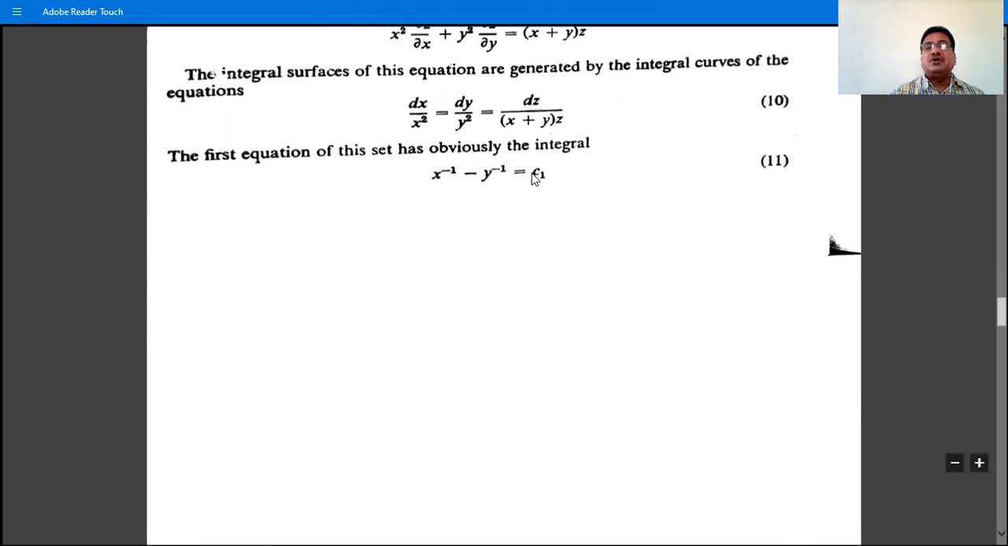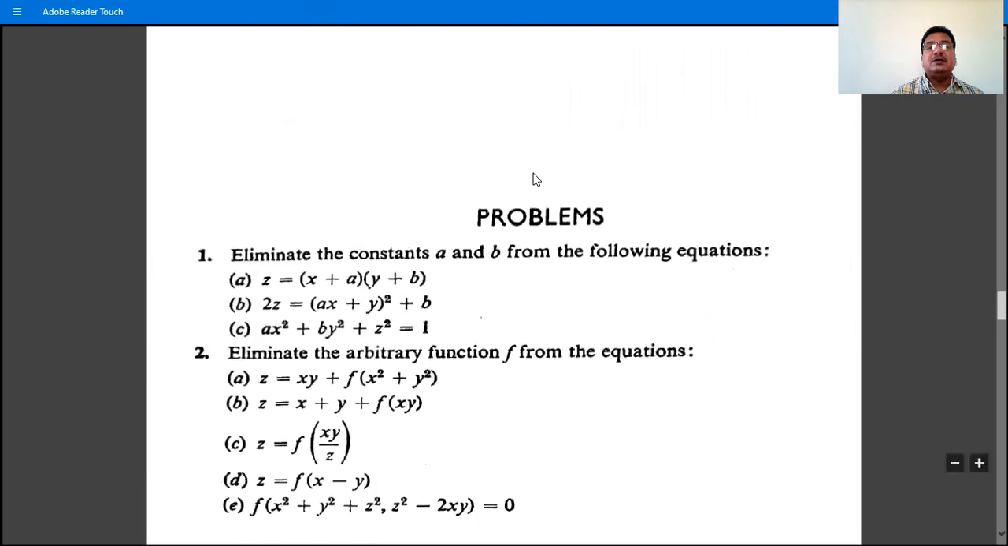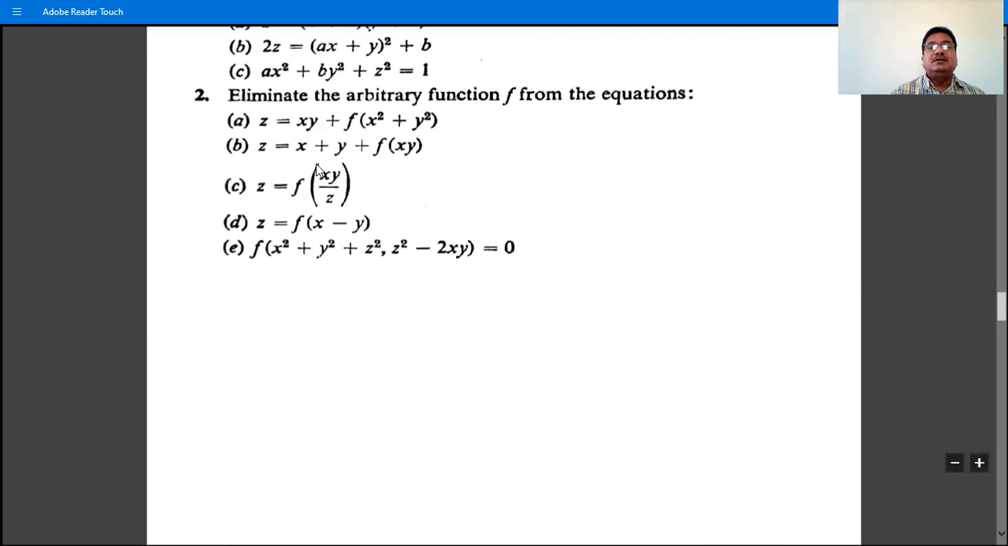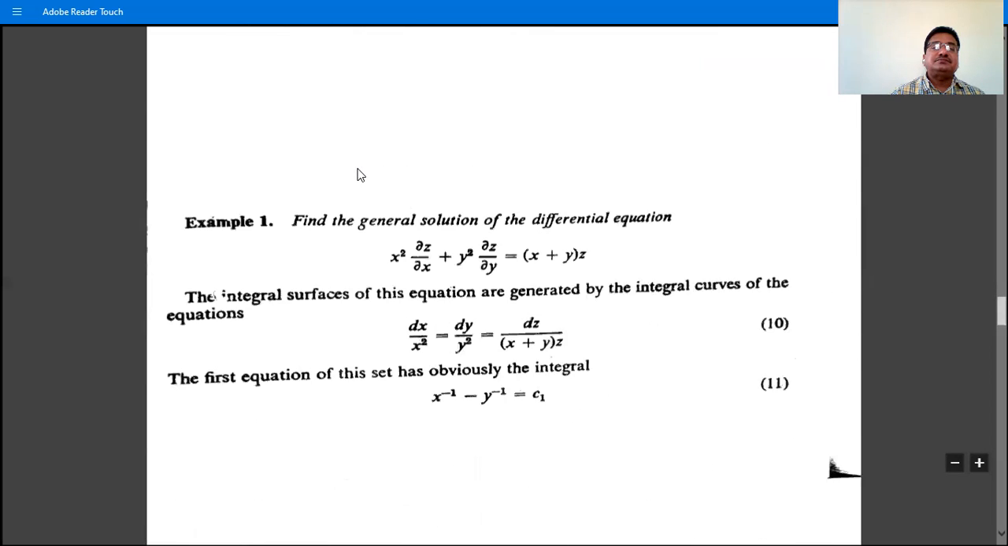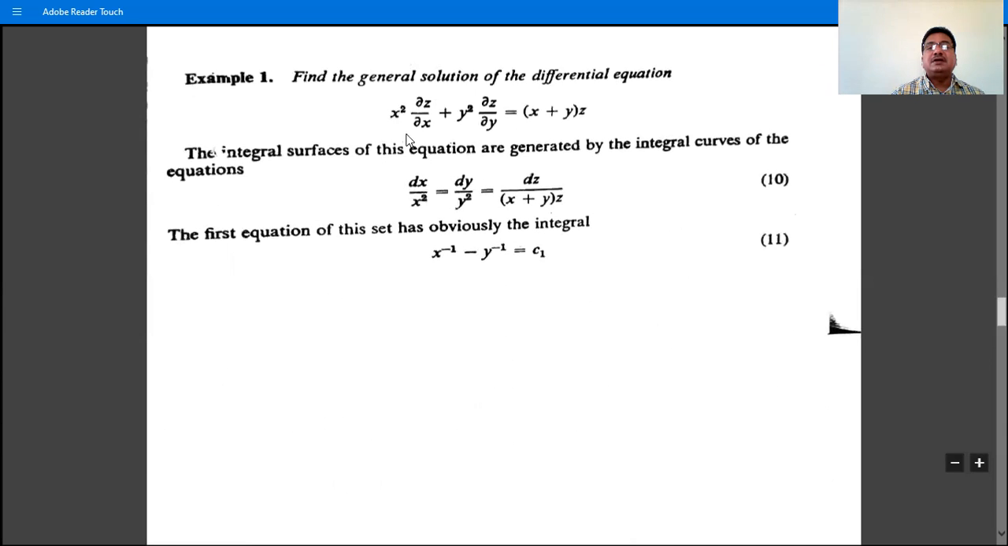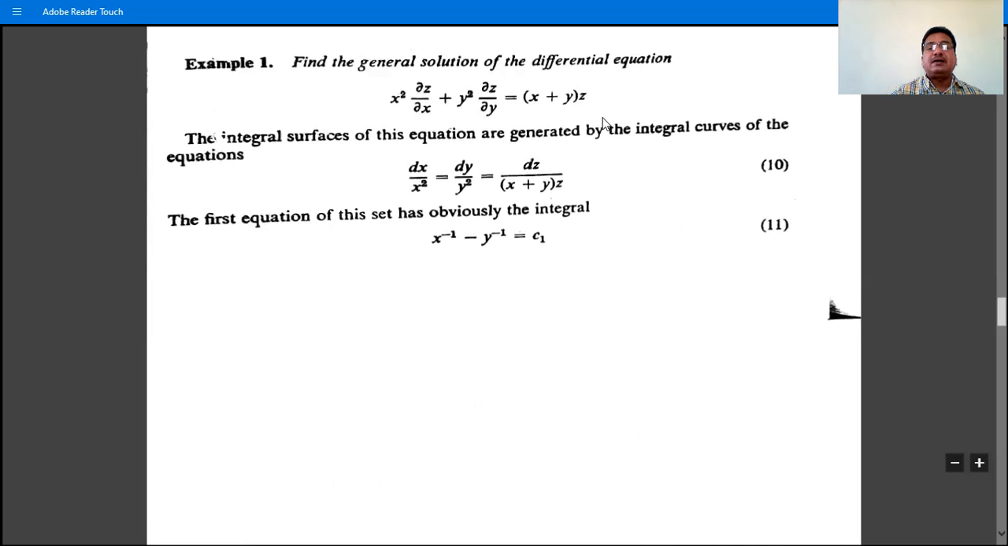Find the general solution of the differential equation. So this is about the first topic, the formation of differential equation, and these are the problems for exercise. Then find the general solution of the differential equation: x square dabba z by dabba x plus y square dabba z by dabba y is equal to (x plus y) into z. So this is the Cauchy linear differential equation. Dabba z by dabba x is small p, dabba z by dabba y is small q. So this is the problem of the type Pp plus Qq is equal to R.